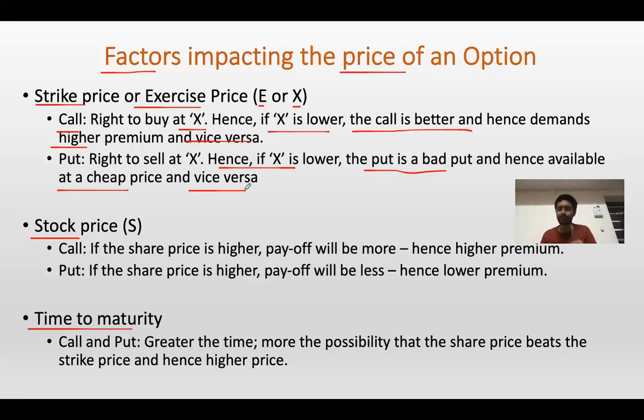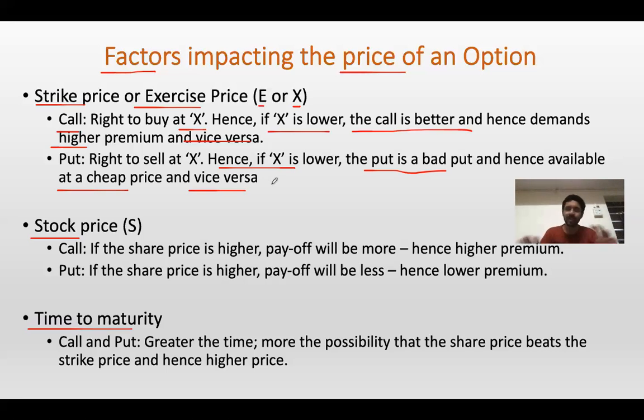I was summarizing it for put option. For put option, higher the strike price, the better it is. But for that to be better, you need to pay a higher price or a higher premium, right? A call option, if it has a lower strike price, it is better for you. But at the same time, it comes with a cost, meaning you have to pay a higher premium for it. A higher premium for a lower strike price in case of a call option, a higher premium for a higher strike price in case of a put option.